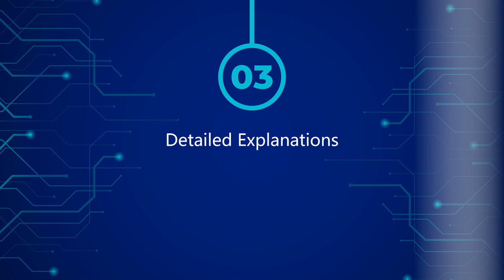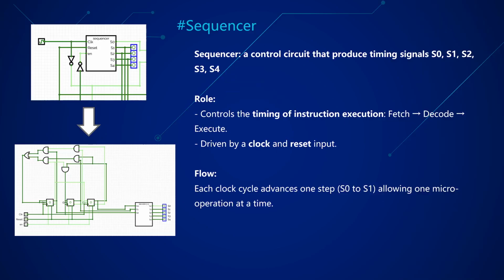Next point is the detailed explanations. First component is the sequencer. The sequencer is a control circuit that produces timing signals S0, S1 to S4, and its role is to control the timing of instruction execution, like fetch, decode, and then execute. The flow of this component is that each clock cycle advances one step from S0 to S1, which allows one micro operation at a time.